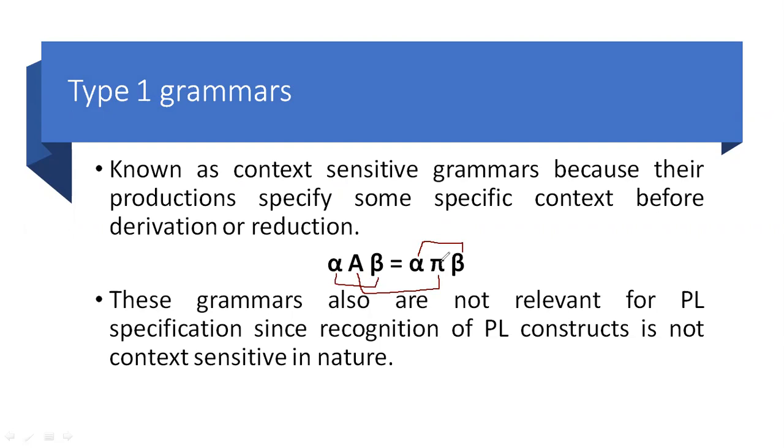Now these grammars are also not relevant for programming language specification since recognition of PL constructs is not context sensitive in nature. So any programming language is not context sensitive in nature, because of which such a type of grammars are not useful for replacement of strings. Now you have understood the difference between type 0 and type 1. Type 0 was not having any context, directly replace alpha with beta. That is also not possible. And context sensitive is also not possible. And what is possible? Let us see.